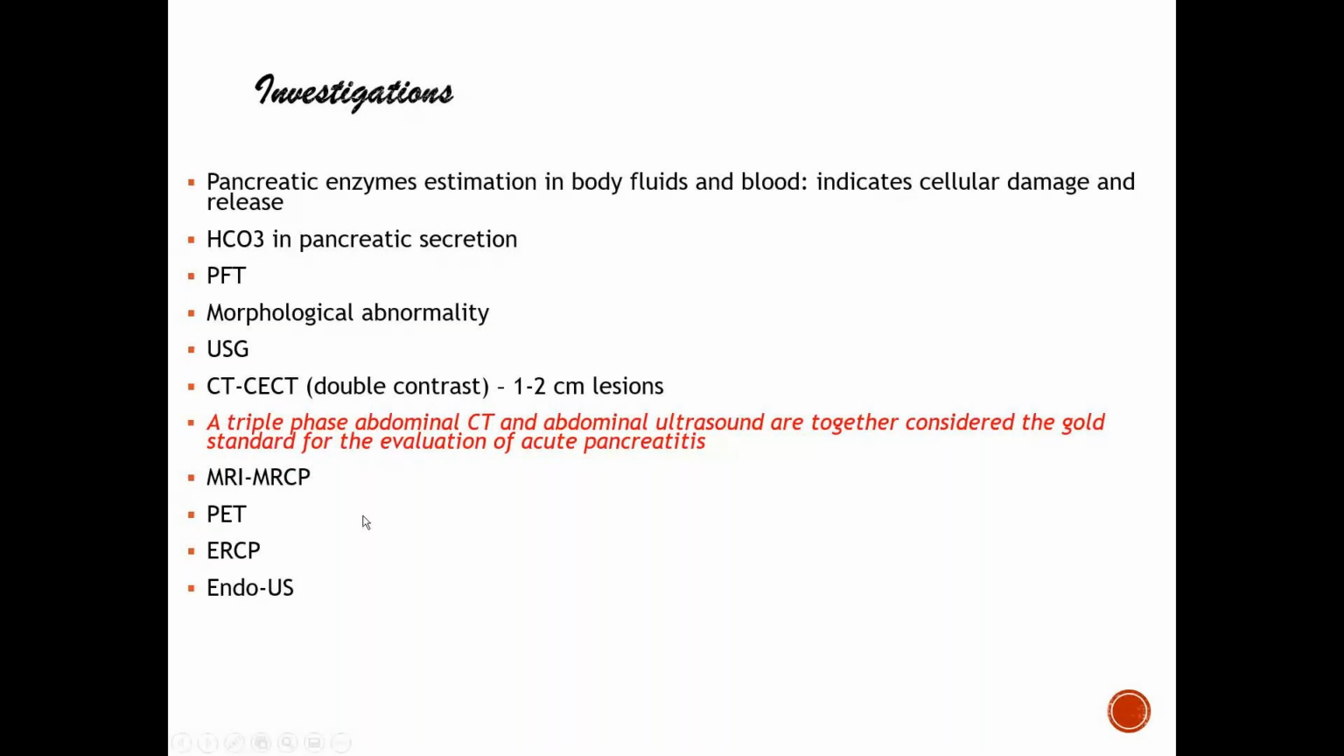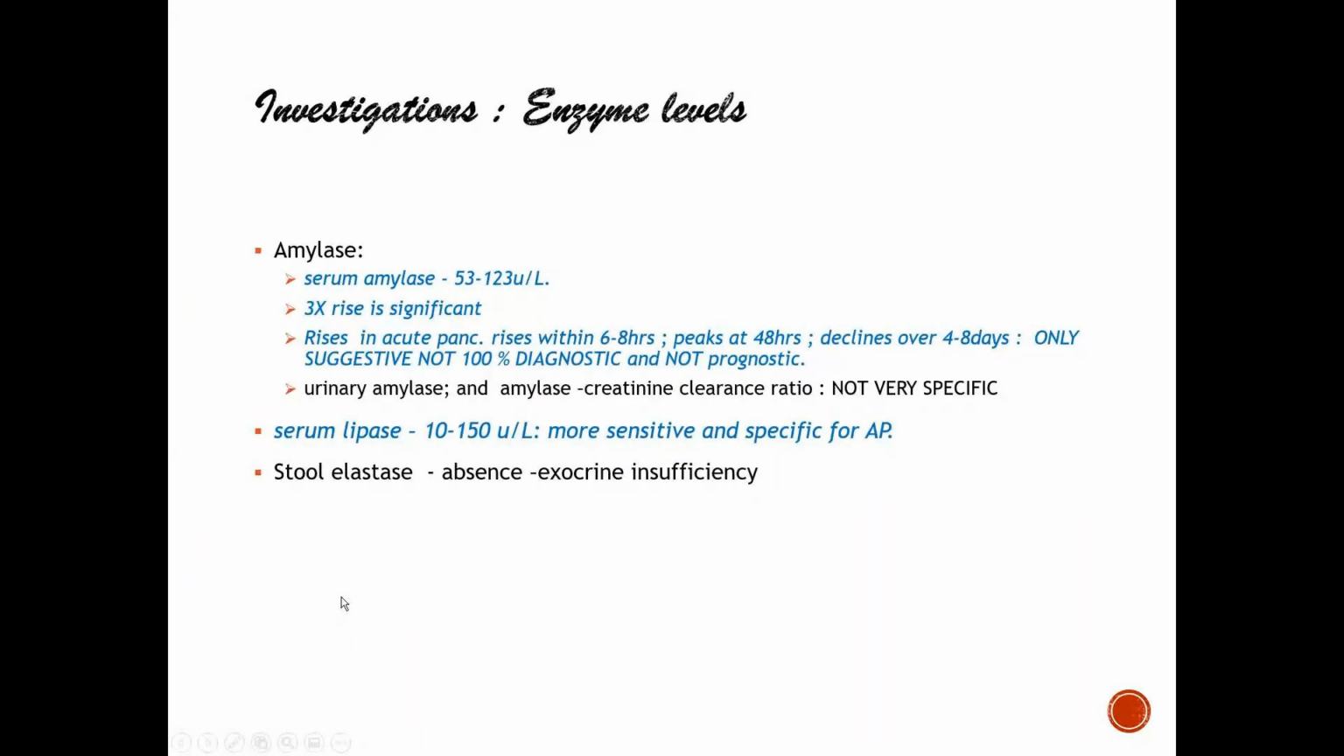The triple phase abdominal CT is the gold standard for evaluation of acute pancreatitis and other pancreatic pathologies. Then you can have an MRI combined with the MRCP. You can have a PET scan. You have the ERCP, and you have the endoscopic ultrasound. We'll not talk about the details of these investigations at this point in time. They will be dealt with in each disease process. But just a few words which are important at this point of time.